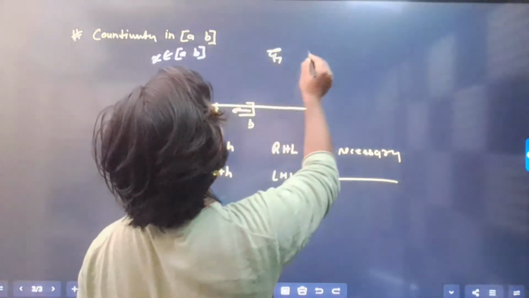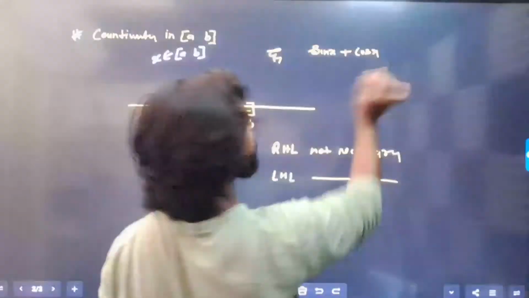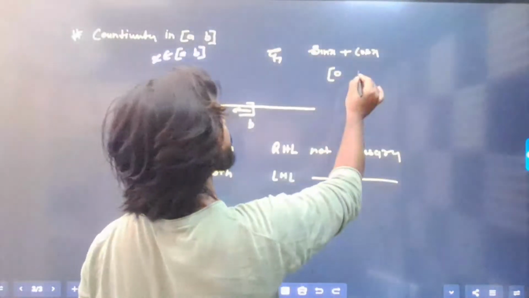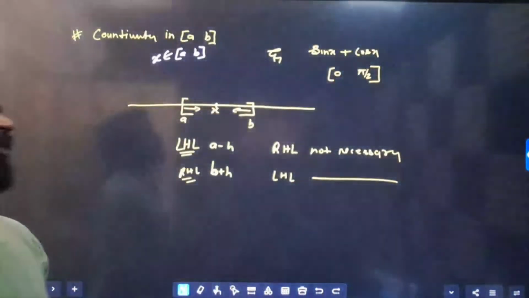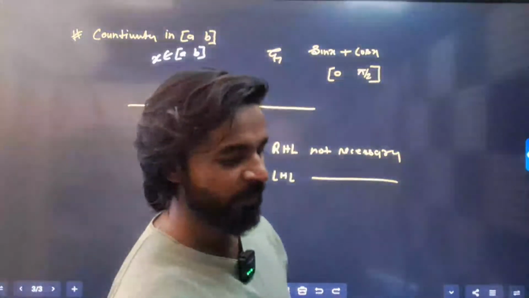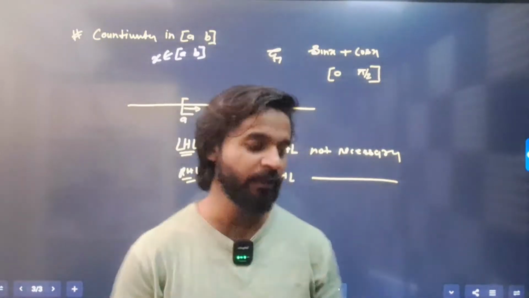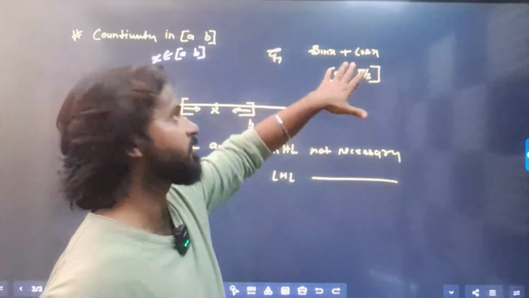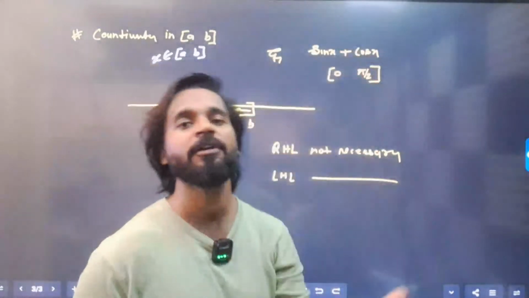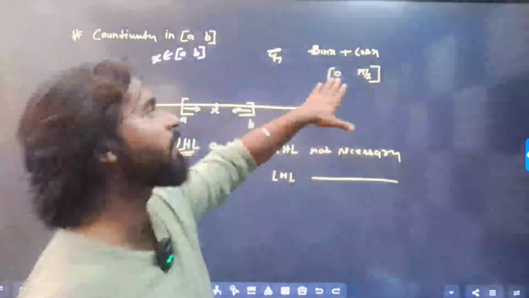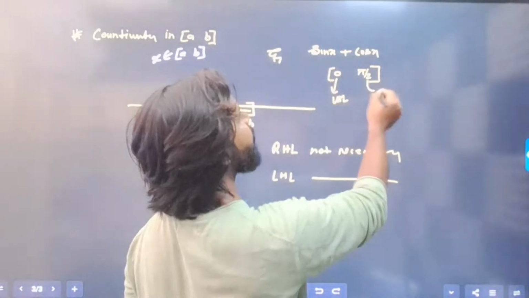I am taking the example sin x plus cos x, on the interval 0 to pi by 2. Find the continuity. There is no particular point given, so we can find LHL and RHL. This point is for LHL and this point is for RHL.